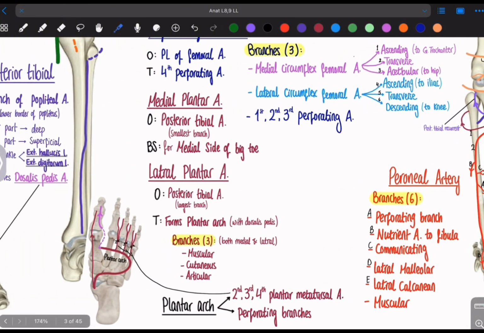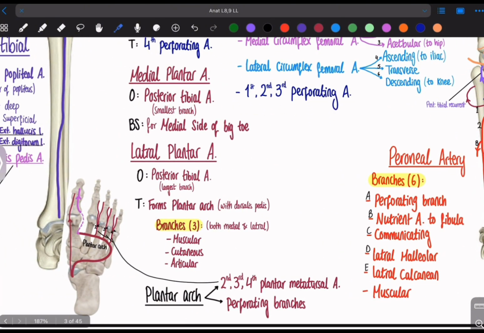So here we have medial and lateral plantar. We said the medial plantar, what's the origin? Both of them have the same origin, which is the posterior tibial artery. But one of them is a smaller branch and one of them is a larger branch. Clearly we can see the medial one is the smaller branch, while the lateral one is the larger branch. Okay? So they have the same origin.